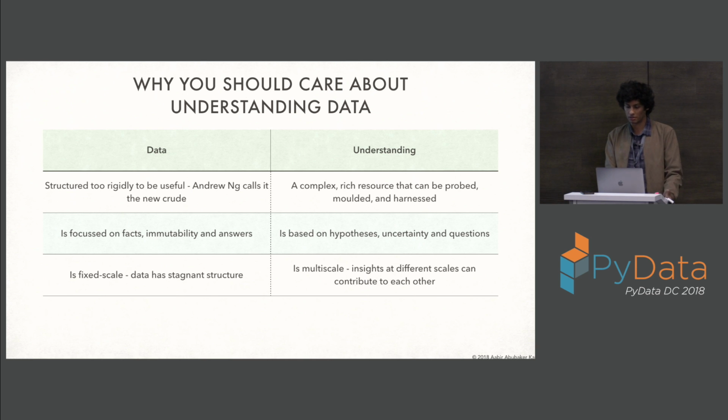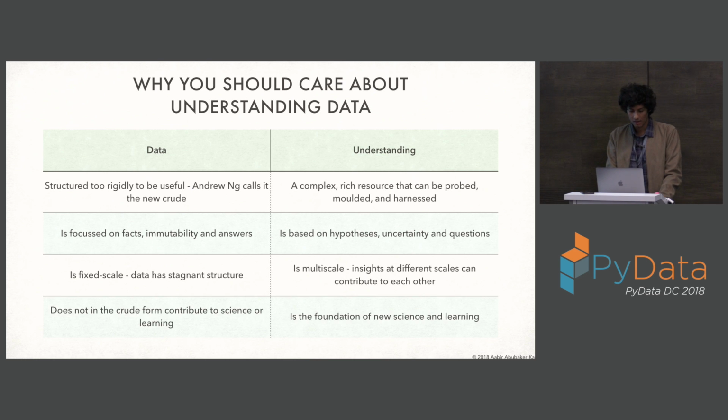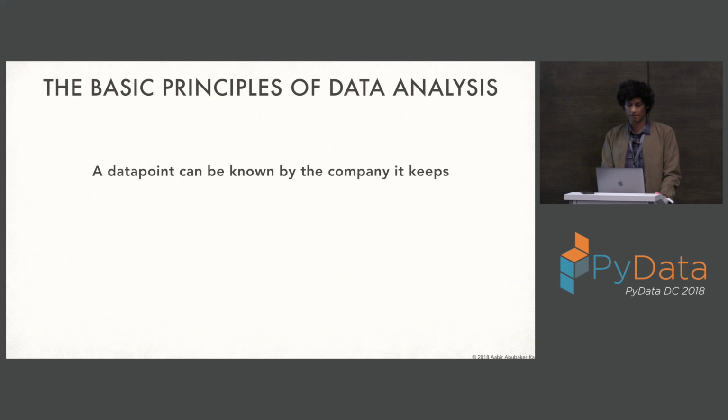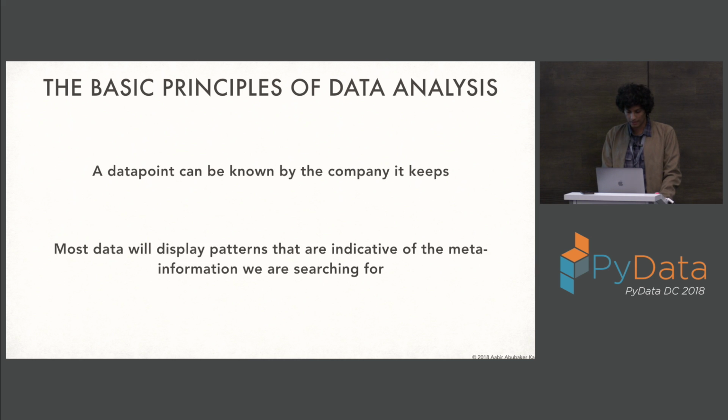Data has a stagnant structure, whereas understanding is kind of mutable. You can apply it to different contexts. You can infer it in different cases. And data has no real basis in science or learning. You need to extract understanding from these observations to really have any kind of science or learning. And that brings us to the simplest thing that you might ever be able to say when you look at data, which is that a data point, if you know nothing else about it, is probably similar to data points that are near it. And data in general can then be looked at, and you can try to find patterns in it that give you meta information, which contributes to our understanding and our learning and our science.